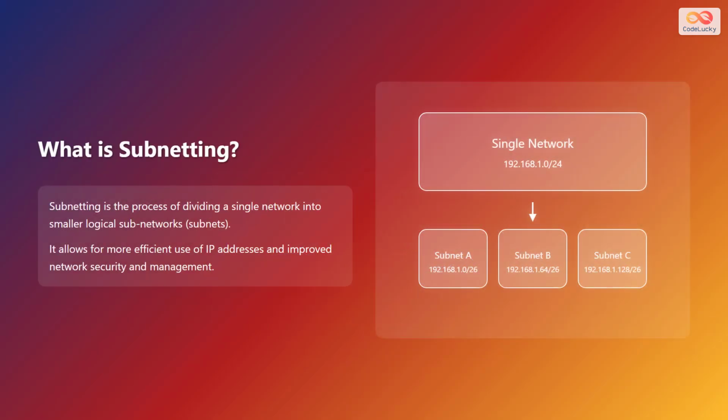So, what exactly is subnetting? Subnetting is the process of dividing a single physical network into multiple smaller, logical networks, which are called subnets. This is done by borrowing bits from the host portion of an IP address and using them to define network addresses. Subnetting allows for a more efficient use of IP addresses. It also improves network security and management by isolating traffic within specific network segments.